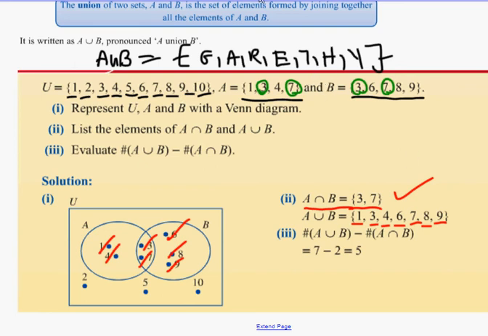Now, what about the next one? What does the hashtag mean? It means cardinal number. It means how many are in each one. How many numbers are in A union B? 1, 2, 3, 4, 5, 6, 7. 7. How many are in A intersection B? 2. So it becomes 7 minus 2, which is 5.